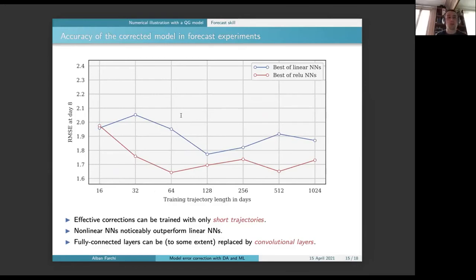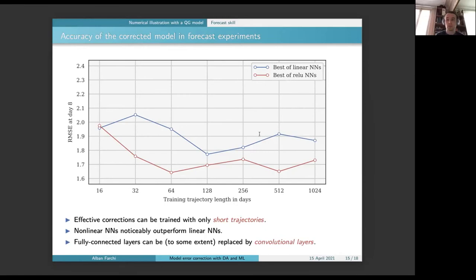In particular, we want to show the difference between all the collection of neural networks we have trained. Of course, I won't show you all the forecast skill of the individual neural networks, but what I will show you here is the root mean square error at day 8, so after 8 days of prediction, as a function of the length of the training data set. And we have here each time the best of 2 categories of neural network.